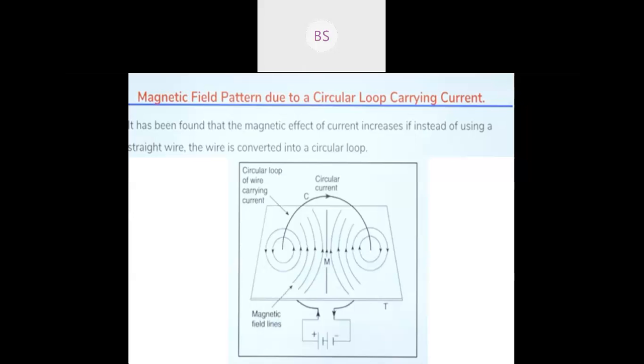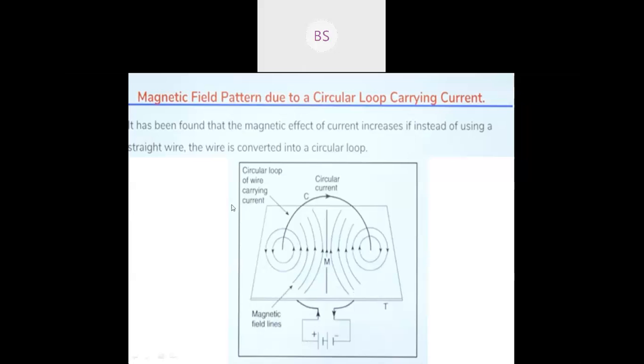Now we will study about the magnetic field pattern due to a circular loop carrying current. This is also the same way. If you take that straight conductor and bend it, form it in a ring way, just bend it in a circular form. So you can see here a straight wire only is taken and it is bent in the form of a circular loop. Now we have to observe whether, if we take this circular loop, we can find a different pattern or not. That experiment we have to do here.